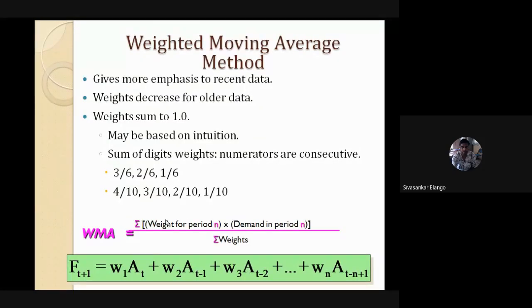So a variation to this is going to be weighted moving averages. It gives more emphasis on the recent data, so the weight decreases for older data. I assume the weightage given to the older data will be very less, and I give more weight towards the recent data. It's known as weighted moving average. So here we have the weight for a period n times the demand in period n, divided by the summation of weights.